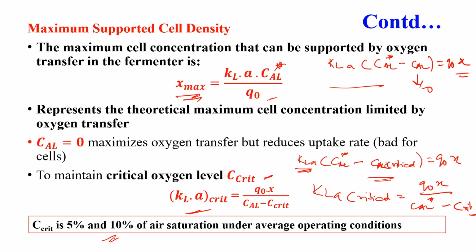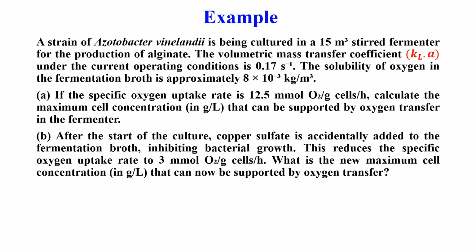And typically the critical value of C is about 5 to 10% of the air saturation. So, we will discuss a couple of examples here. The first is a strain of Azotobacter being cultured in a 15 meter cube stirred fermenter for production of alginate. The volumetric mass transfer coefficient K_LA under current operating condition is 0.17.